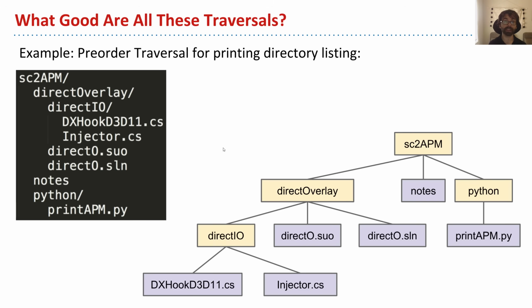So the last question you might ask yourself is, why do we care about all these traversals? What good are they? Why do I need a pre-order and a post-order and an in-order? In a list, if I iterate forwards versus backwards, it's basically the same thing. Well, in a tree, I'll give you an example of why pre-order is neat. Pre-order traversal would be, for example, a useful choice for printing out a directory listing.